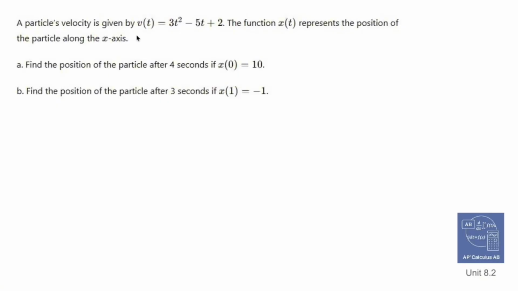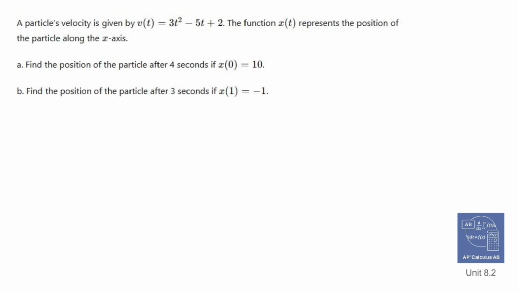A particle's velocity is given by v(t) = 3t squared minus 5t plus 2. The function x of t represents the position of the particle along the x-axis. So we have the velocity, we need to find the position. We're going to integrate to find the position of the particle after 4 seconds, given the initial condition that at 0 seconds the position is 10.